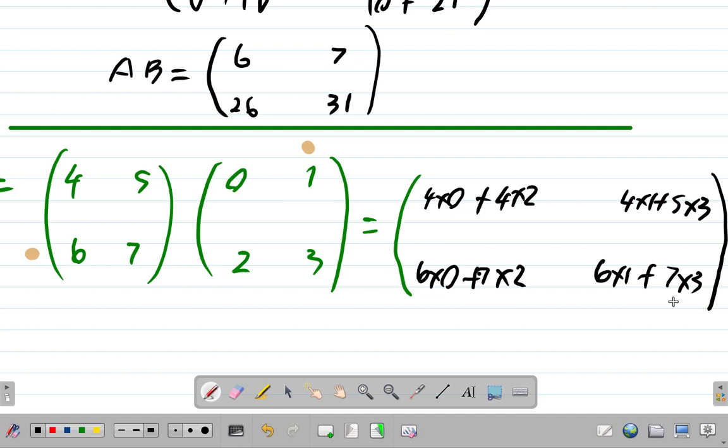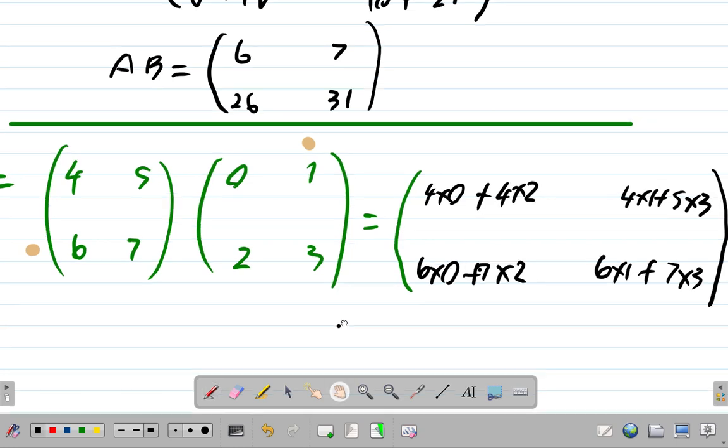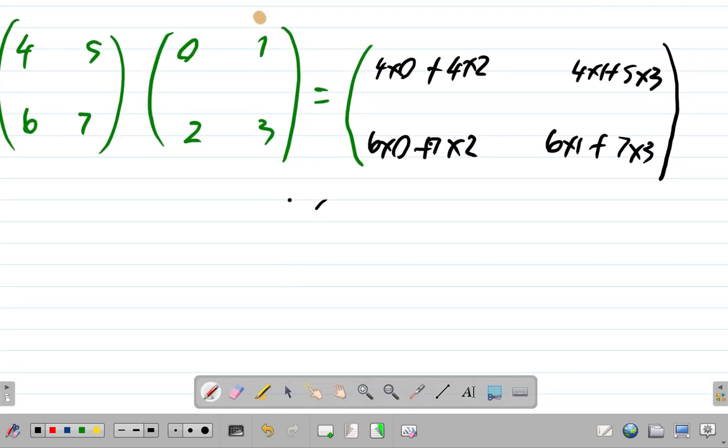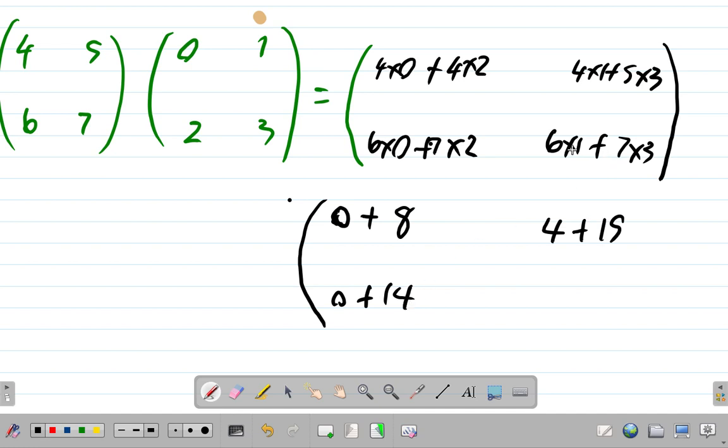Now, what are you going to do with that? Let's see. Here, you're going to have 4 times 0 is 0, plus 4 by 2 is 8. 4 times 1 is 4, plus 5 by 3 is 15. 6 times 0 is 0, plus 7 twos, 14. 6 times 1 is 6, plus 7 times 3 is 21.